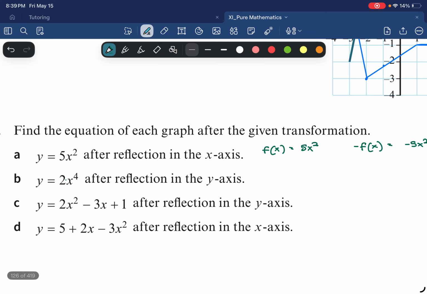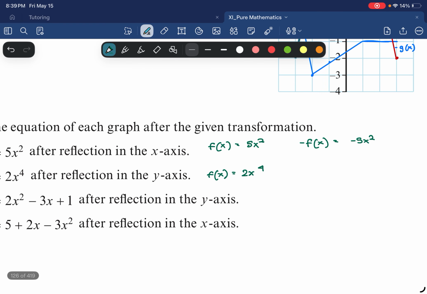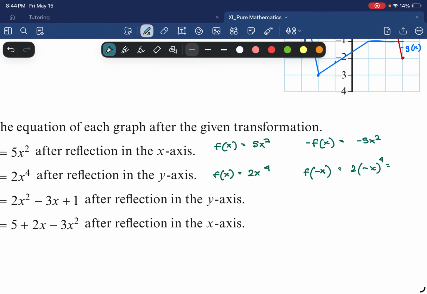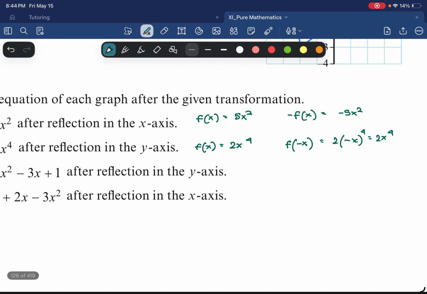And then we have y is equal to 2x to the power 4 after reflection in the y-axis. So if f of x is equal to 2x to the power 4, to reflect over the y-axis, we need to consider f of minus x. So that is 2 times minus x to the power 4. It's going to be minus x to the power 4, which is just 2x to the power 4, because it's an even number, so the minus sign will become positive. So it's the same equation.